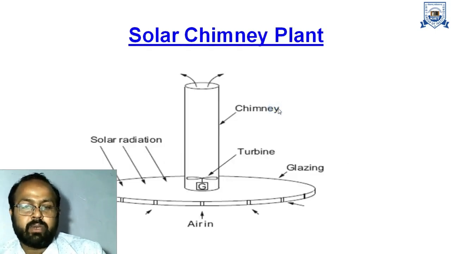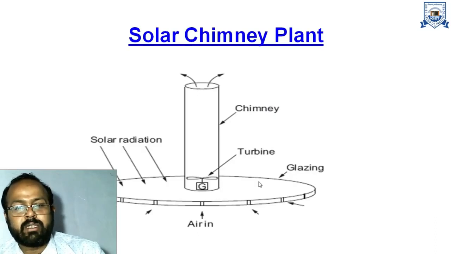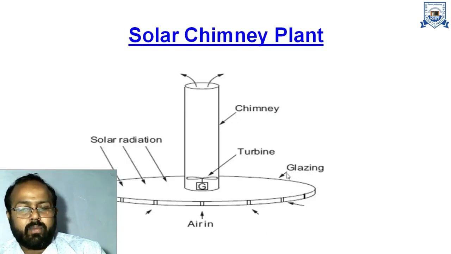This is the solar chimney power plant. In the solar chimney power plant we focus the air that comes into this passage, and the glazing absorbs the radiant energy and heats the air, and after the air is heated, the air is less dense and moves upward.